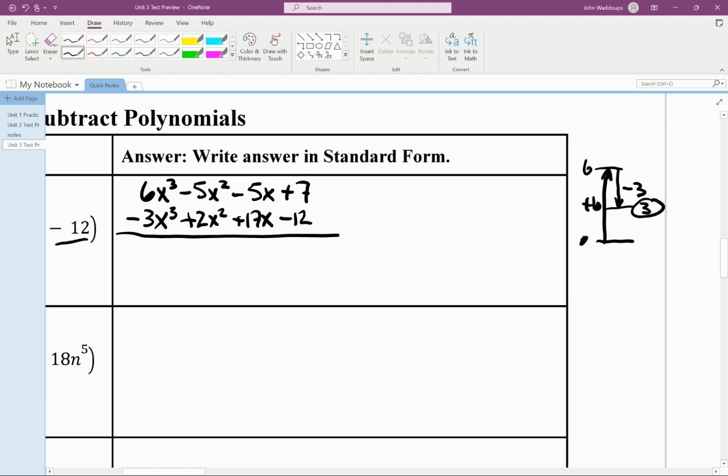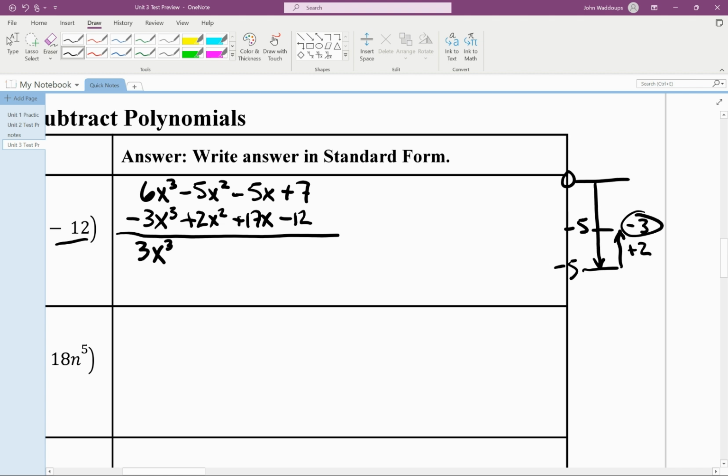So this is 3x cubed. Minus 5x squared plus 2x. Same idea. Here I'm at 0 and I go down 5. Minus 5. So I'm at negative 5. And then plus 2, I go up 2. So up 2, I'm at negative 3. So this is negative 3x squared.